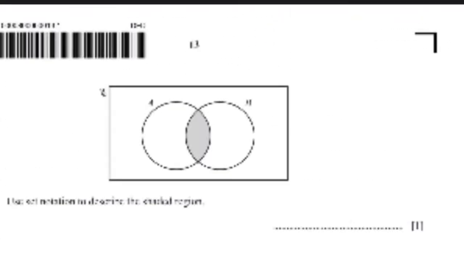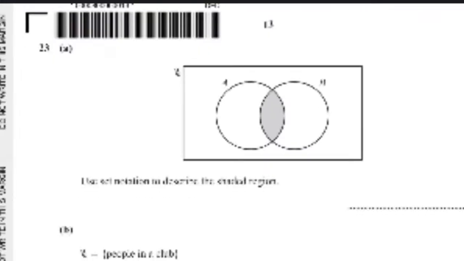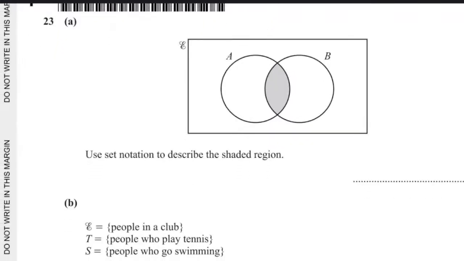Okay, let's do this one here, sets. They said describe the shaded region. So when you have a region which is like this, between A and B, we say it's A intersection B. The part which is there in both. So you're going to say this is A intersection B. Are we together?